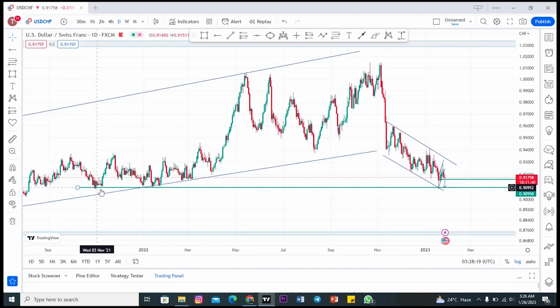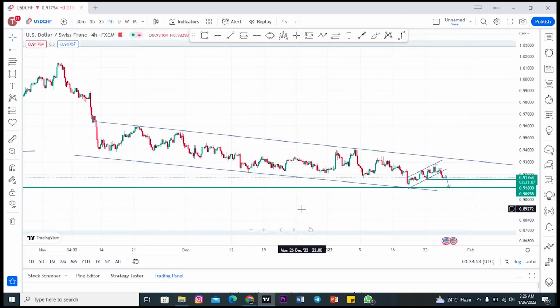Price first gave a support at this level for the first time, the second time right here, and also getting support the third time right at this point. Now price is moving in a bearish type of pattern and gaining a support right at this point. We have our support trend line here, and this is our resistance trend line on the daily time frame. Let's move on to the 4-hour time frame to see what price is currently seeing.